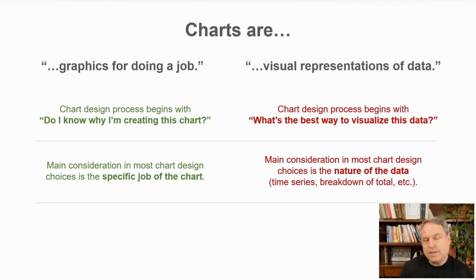Now, obviously, when we're making design choices, we have to account for the nature of the data. But ultimately, in my experience, the nature of the data simply constrains our design choices, but there are always many possibilities that remain. And when we're choosing from amongst those remaining possibilities, it's really the specific job of the chart that's going to guide most of our decision making there.